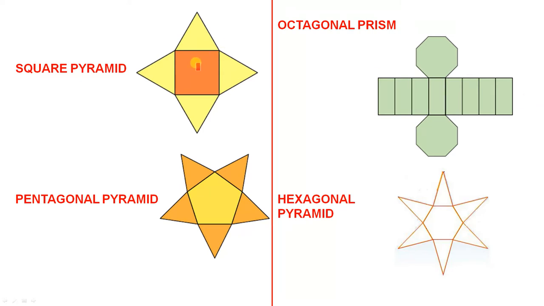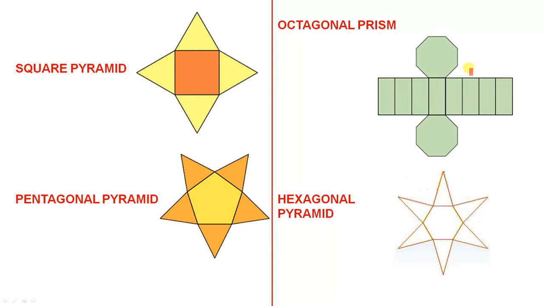The square pyramid is very straightforward. You can see that that's a square, which is the base. You fold those 4 triangles up, and that gives you the square pyramid. Exactly the same with a pentagonal pyramid. The base is a pentagon. Fold the 5 of them up. They meet at a point, and that's the object you get.